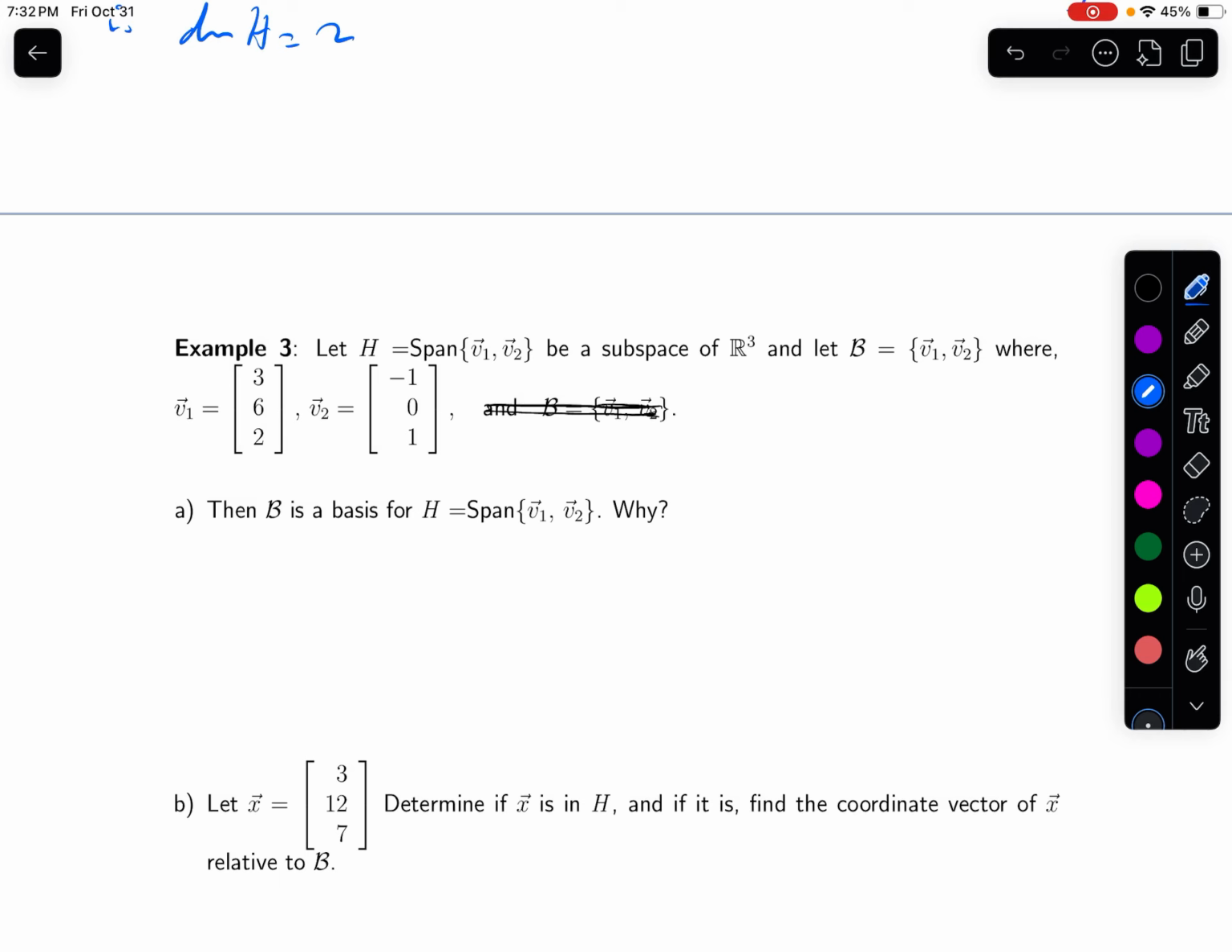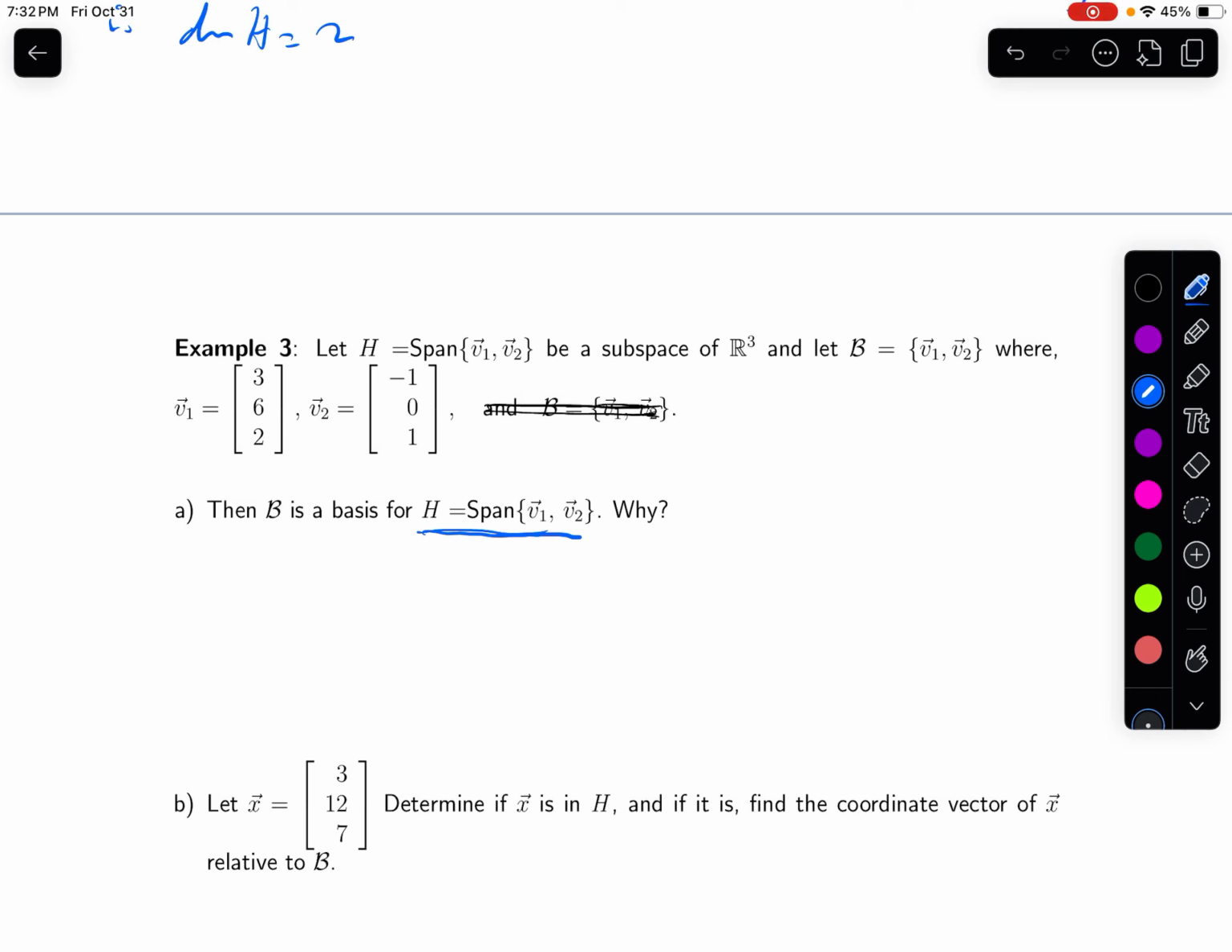This is given, that H is a span of v1, v2. So why can we say that B is a basis? Remember, we have to check two things: that the vectors in the basis are linearly independent, and that they span the subspace. From the given information that H equals the span of v1, v2, it tells us that v1 and v2 span the space H. So one condition is met. Now we have to check whether they are linearly independent or not.